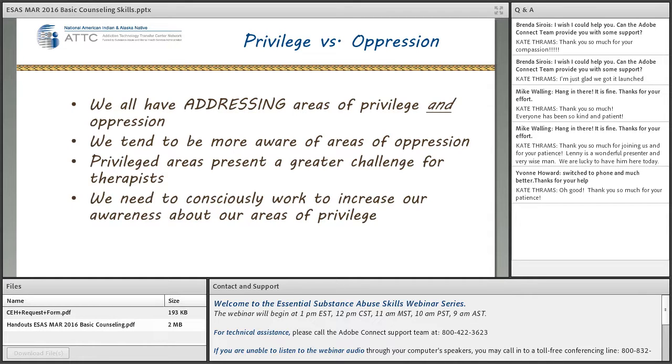When we're talking about privilege versus oppression, we all have areas of privilege and oppression. We tend to be more aware of areas of oppression. Privilege areas present a greater challenge for therapists. We need to consciously work to increase our awareness about our areas of privilege. And it's really difficult.